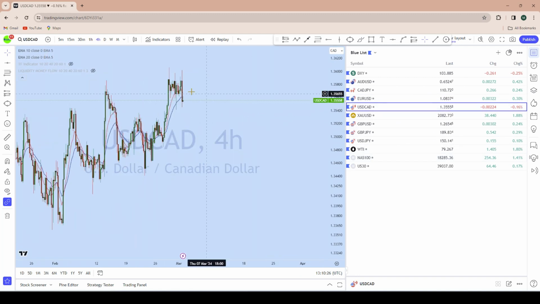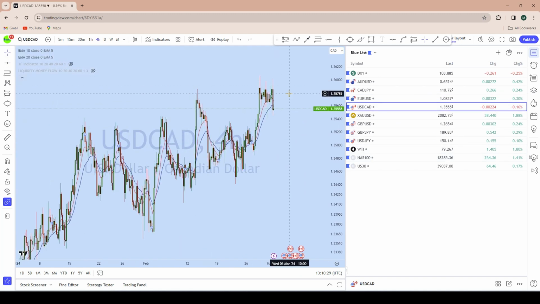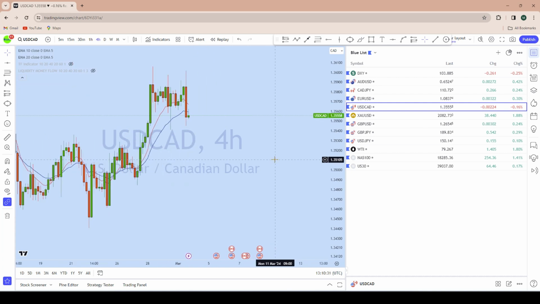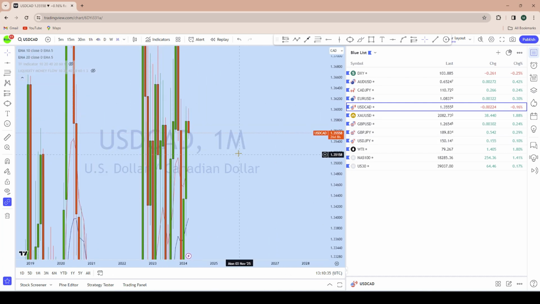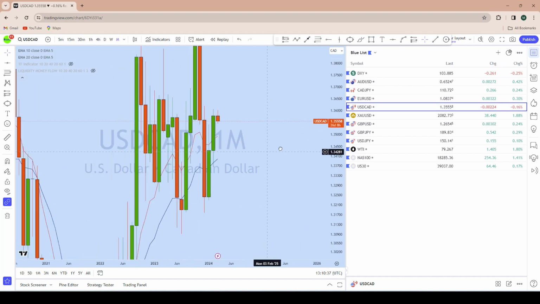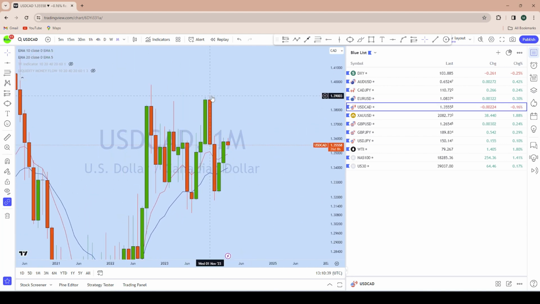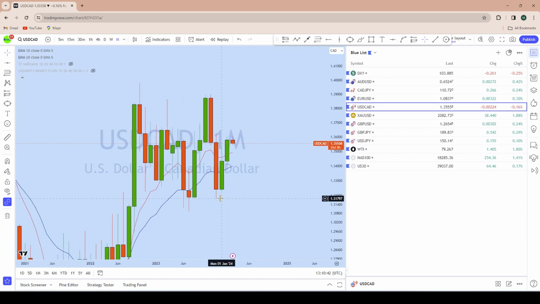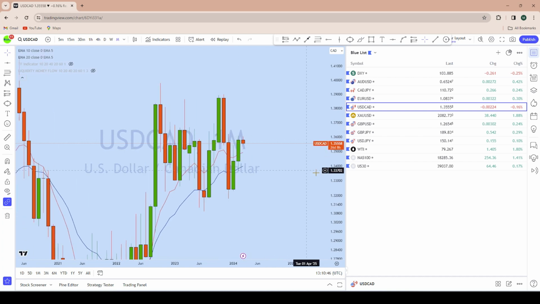Now let's look at the dollar CAD. Let's see what kind of opportunity we currently have. Now looking at the monthly chart on dollar CAD, we can see that from the monthly perspective there is a strong monthly bearish move, followed by a pullback to the upside on dollar CAD.